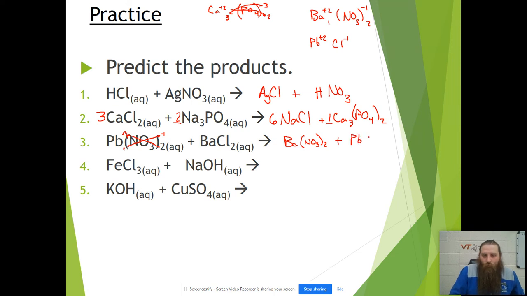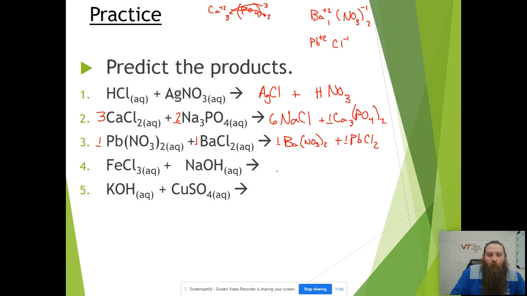So it should be PbCl2. Again, we'll do this by grouping. So 2 nitrates. Let me get rid of that stuff on the left. There we go. So 2 nitrates, 1 lead, 2 chlorines, 1 barium. So these are just all 1s. It's already balanced for us. Nice.